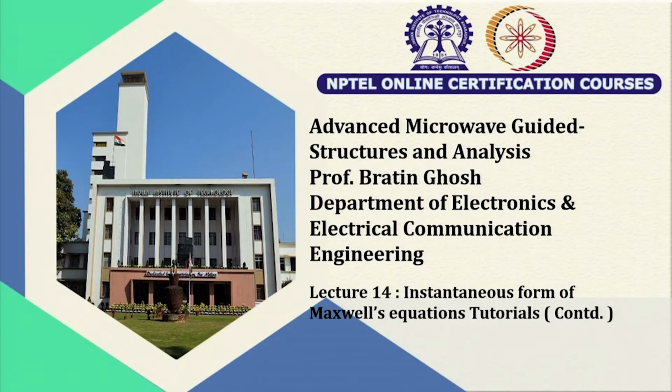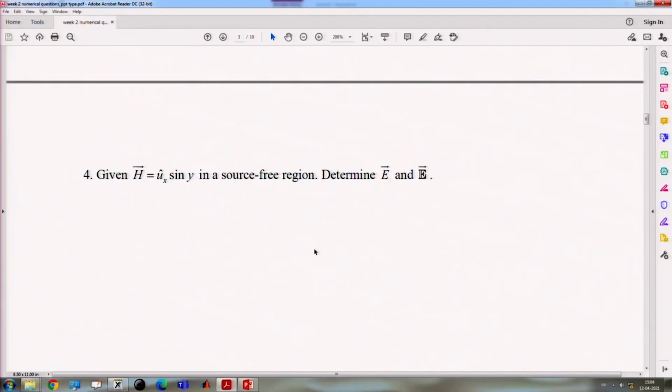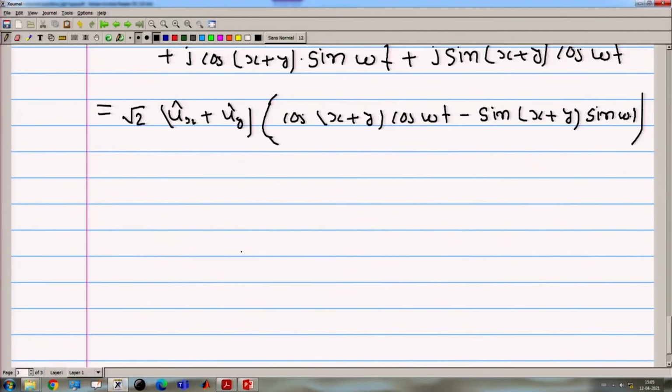So, we are doing the problems on the pointing vector. The next problem is: given H is equal to ux sin(πy) in a source free region, determine E, first the complex and second the instantaneous electric field. So, H is given, H is equal to ux sin(πy), and we have to find this.